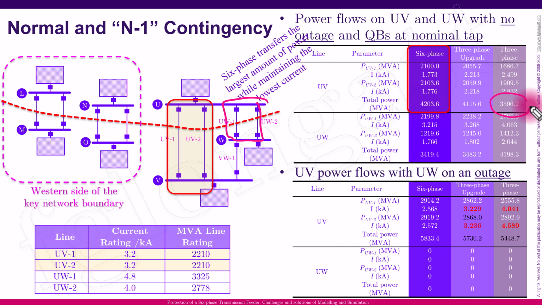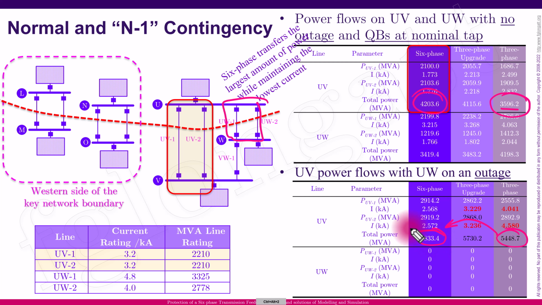If we use the traditional 3-phase, we have around 3,500 MVA, but using the 6-phase system, we have 4,200. And a similar situation is happening during the outage. Having the 6-phase system provides a larger power transfer. You can see over here 5,448 if we use the classic three-phase system, and using the six-phase it is increased to 5,800.